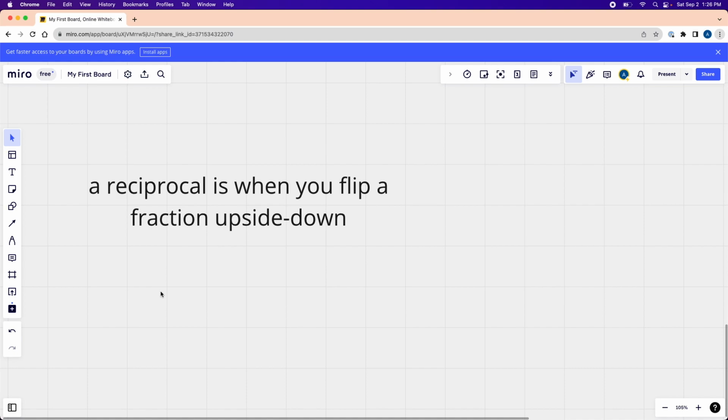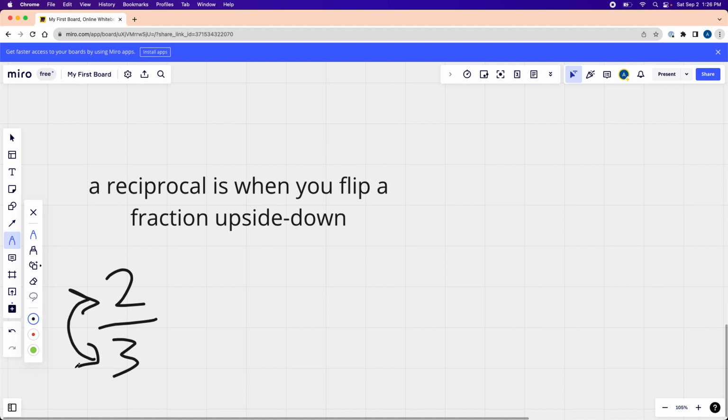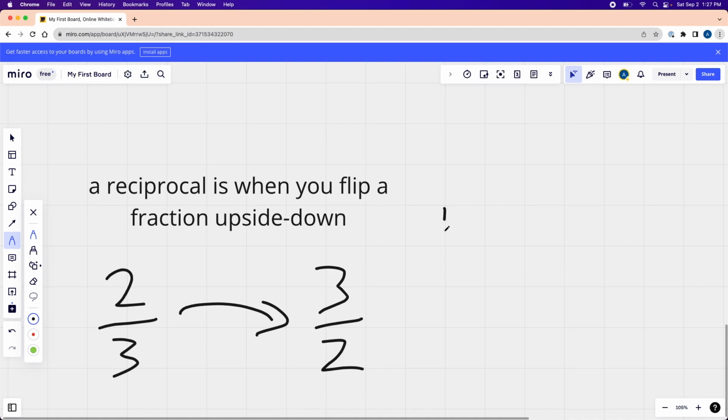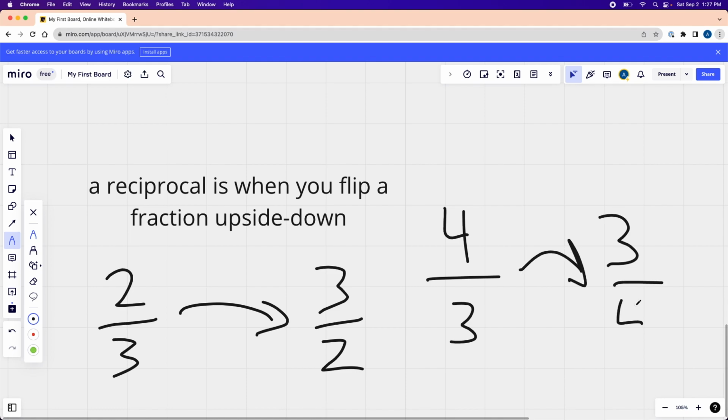So what do we mean by that? If we have a fraction here, like let's say 2/3, I'm just going to flip the numerator and the denominator. So the denominator will go in the numerator spot, the numerator will go in the denominator spot, and then my new fraction, the reciprocal of 2/3, is 3/2. If I were to do the reciprocal of 4/3, well, that would be 3/4.